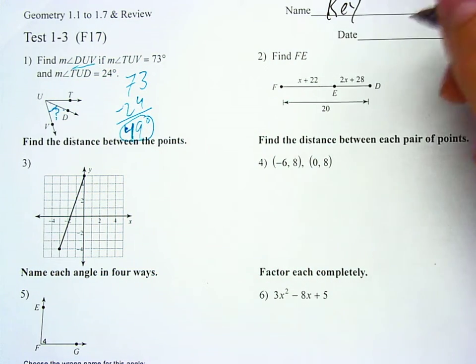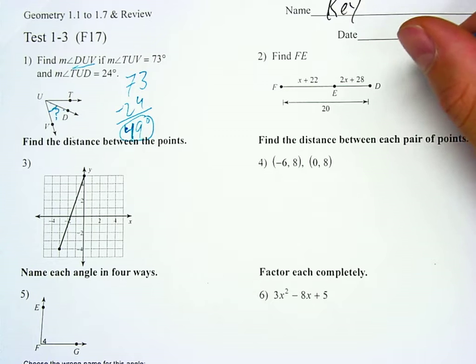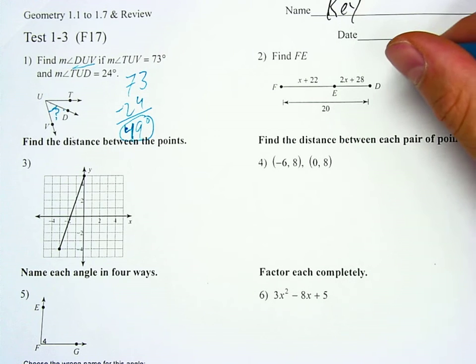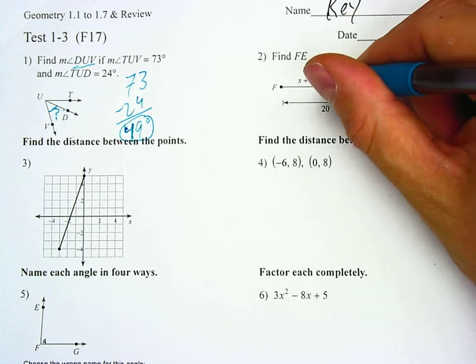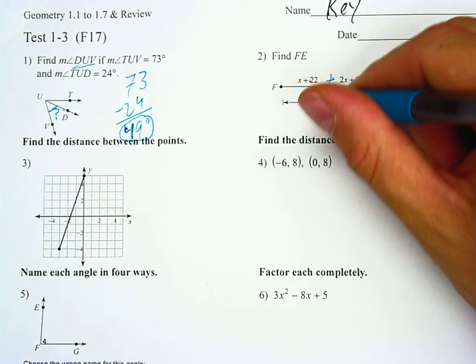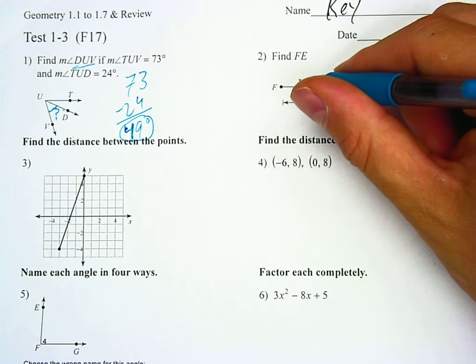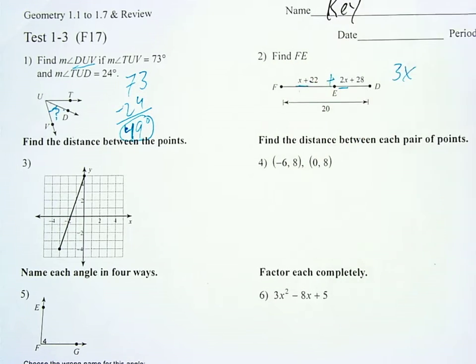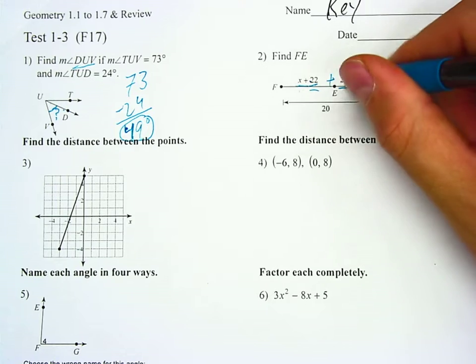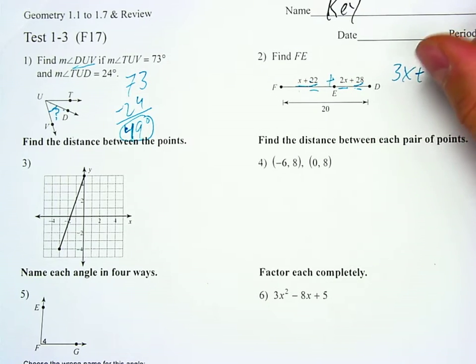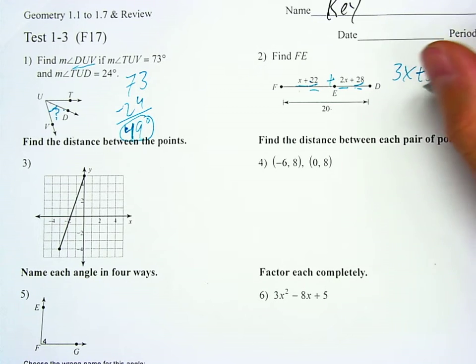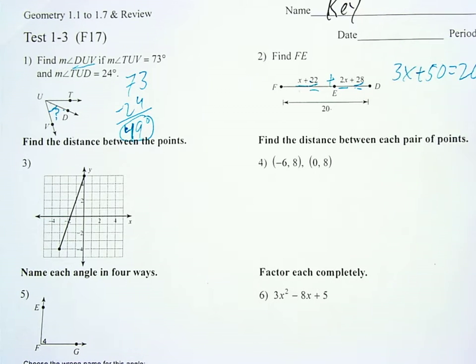All right, question 2, the segment addition postulate. So with this question, the two shorter lengths add up to make the entire length. So I'm going to take x plus 22 plus 2x plus 28, and it's going to equal 20. So take x plus 2x, that yields 3x. I take 22 and 28, that yields 50. 3x plus 50 is equal in value to 20. I subtract 50 from 20, and I get negative 30.